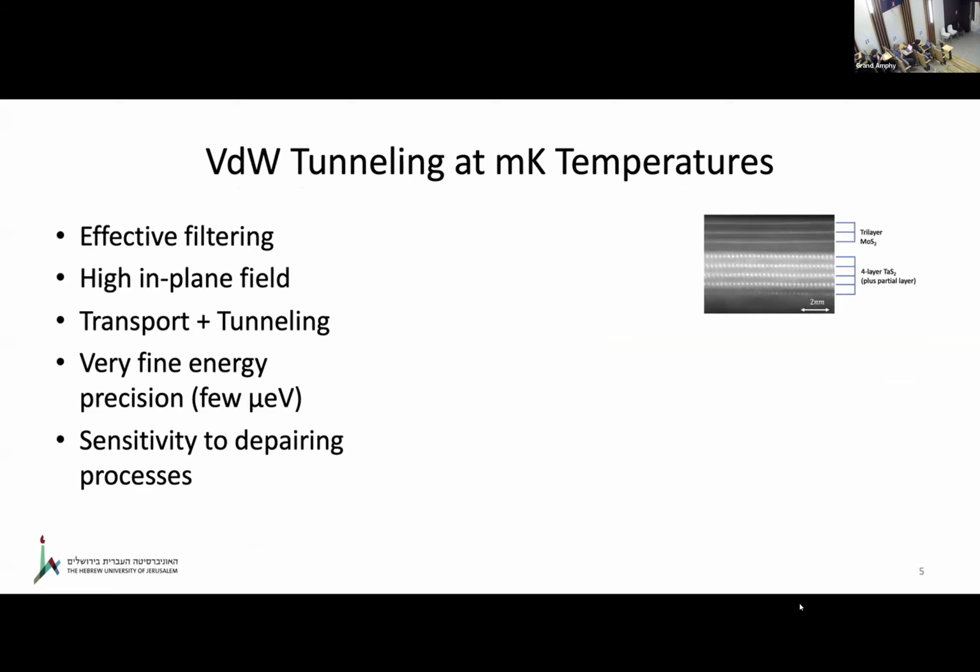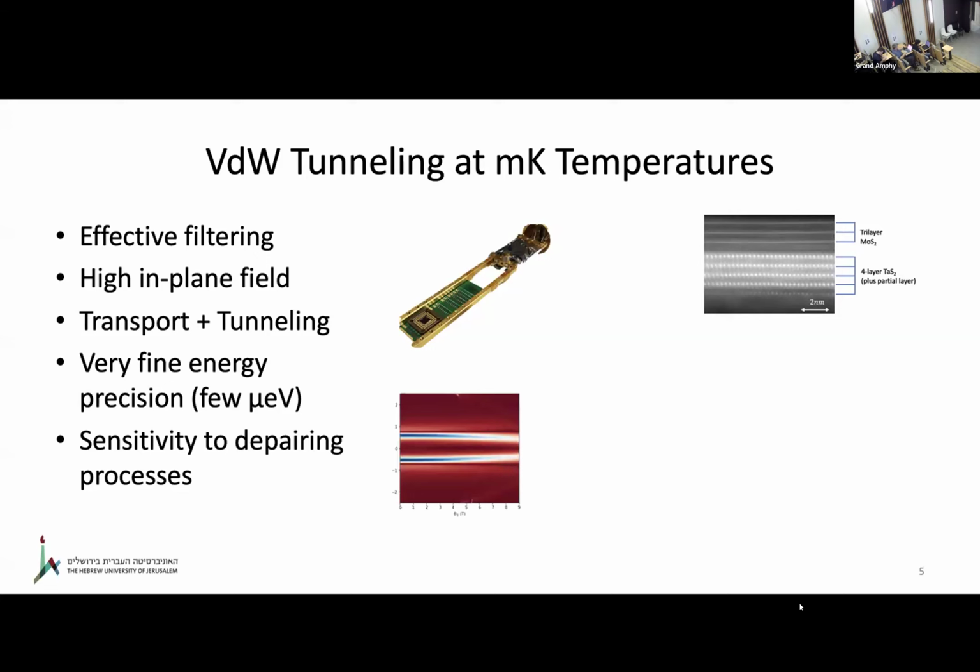Now, you heard many talks by STM people, but tunnel junctions are supposedly just a poor man's version of STM because the electrode is fixed. But there are several advantages you can gain if you work with a fixed electrode tunnel junction. One is you can have very effective filtering, so you can have higher energy resolution. Another is you can usually work with high in-plane field, which is very hard. Usually STMs don't have very high in-plane magnetic fields.